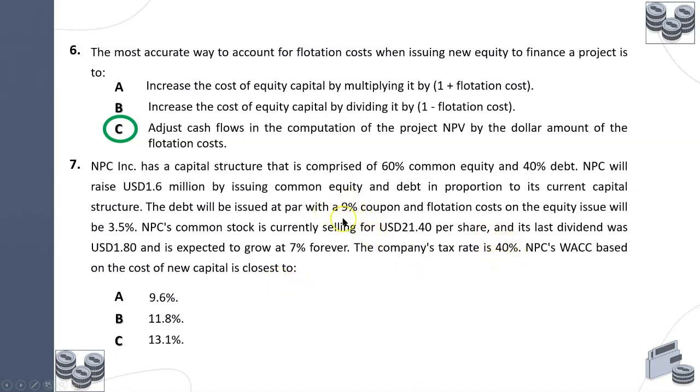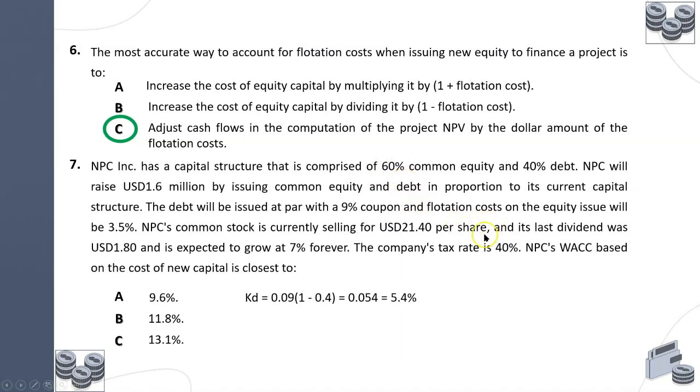Let us first find out the cost of debt. This is the cost of debt, 9%, which is before tax, times 1 minus t, 40%, will give 5.4%. This is the after-tax cost of debt times the weight. And then we add 60%, which is the weight of equity, times the cost of equity.